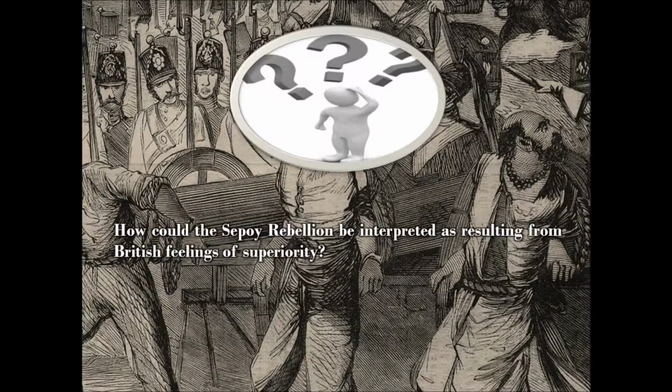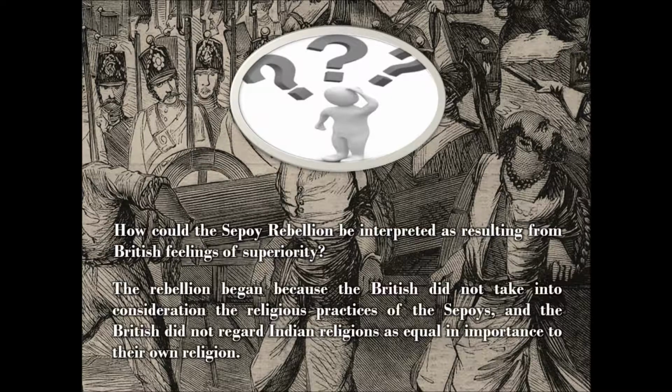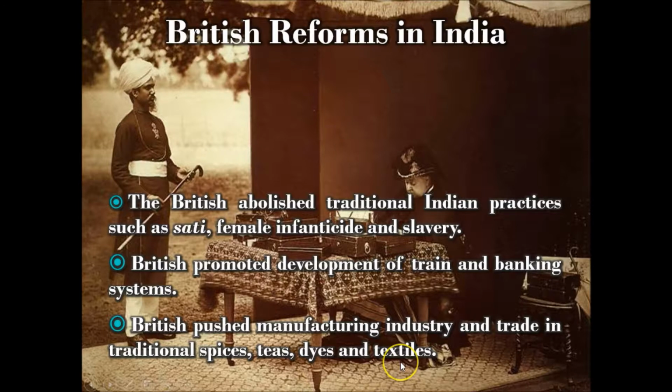So how could the Sepoy Rebellion be interpreted as resulting from British feelings of superiority? The rebellion began because the British did not take into consideration the religious practices of the sepoys, and the British did not regard Indian religions as equal in importance to their own religion. As a result of the mistreatment of native Indians by the British, reforms were put in place in India.